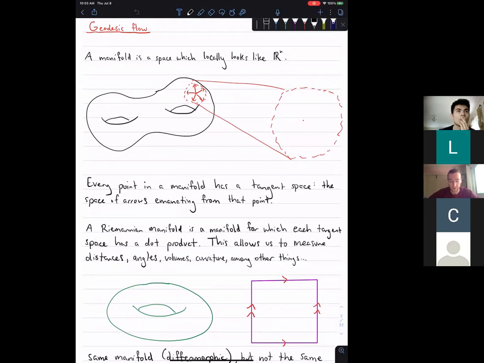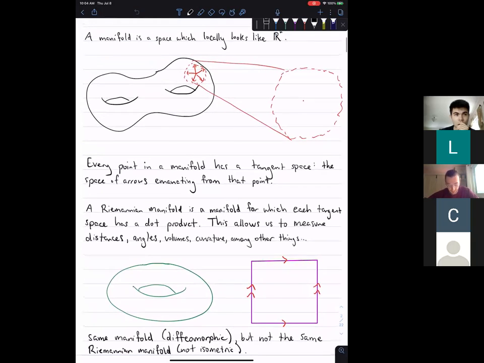A manifold is a space which, at least locally, looks like a copy of R^n. So R^n is kind of your model space, and you should think of a manifold as something that is glued together from pieces of R^n. That means for every point on your manifold, like here I've drawn this two-hole donut, I can find a ball around that point that looks like a ball in R^n.